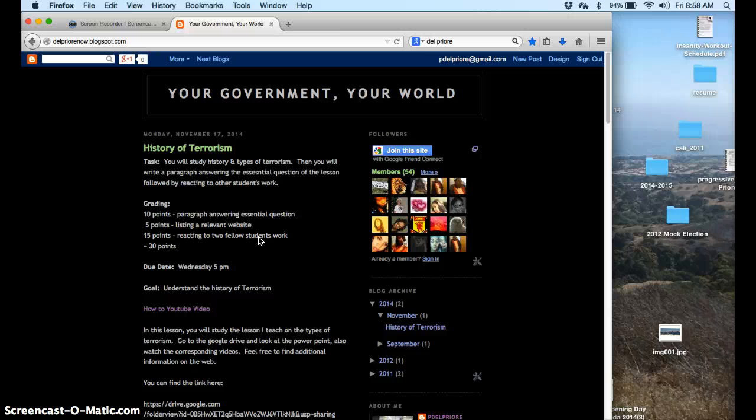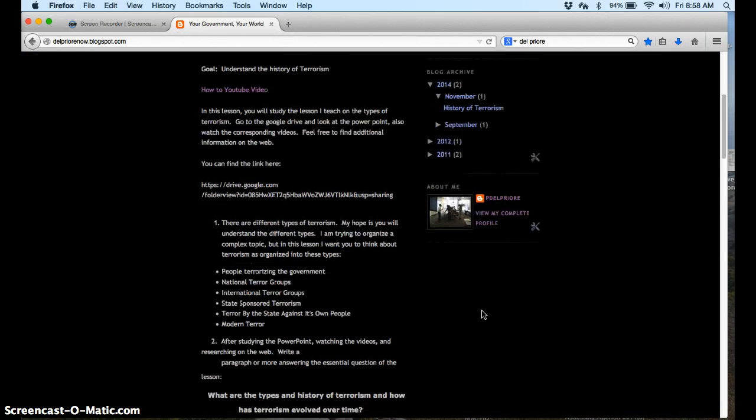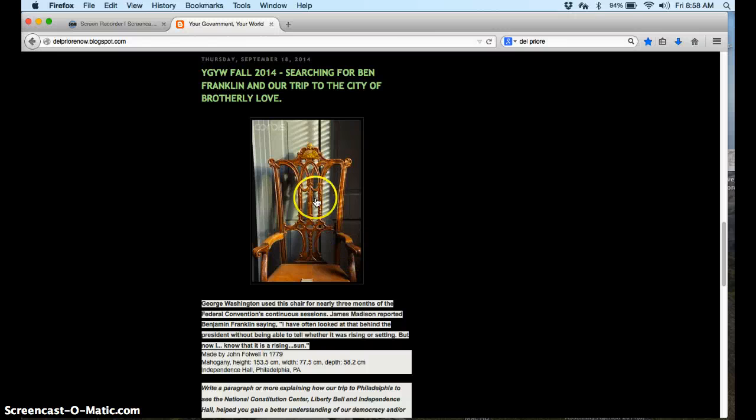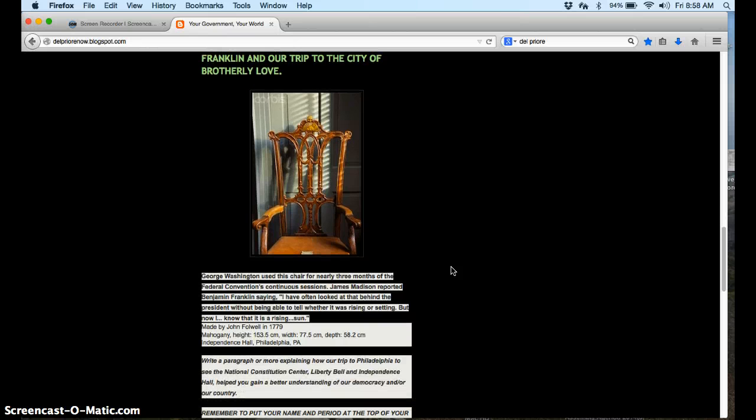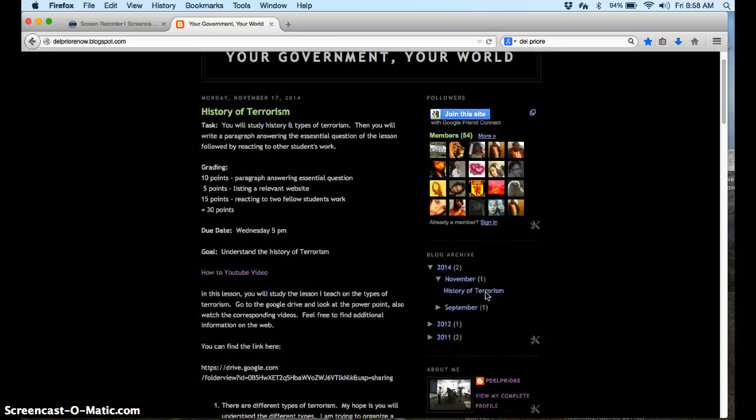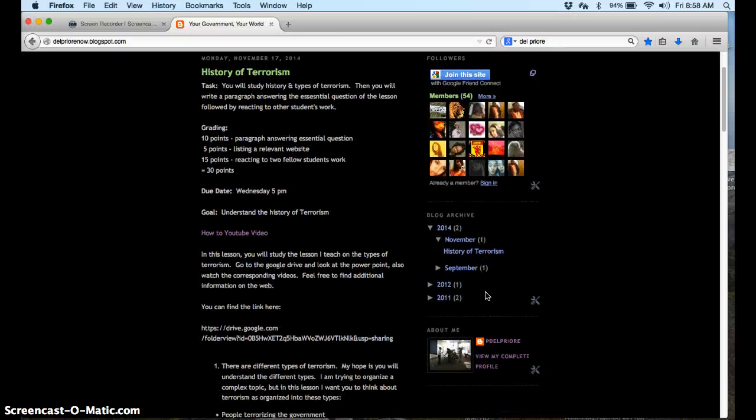So it said about using images, and I realized I didn't have any images. Sometimes I do have images, for example for this blog post where I had students go to Philadelphia and assess their experience, and I put a picture of the Rising Sun chair there for a visual. But I have no visual here, so that could be done better, although there's not a lot of good pictures to use for terrorism.